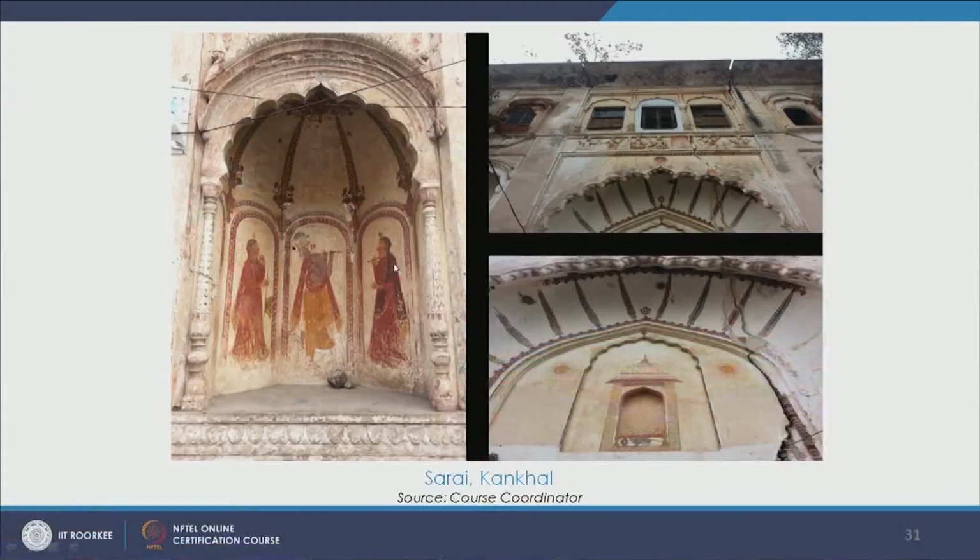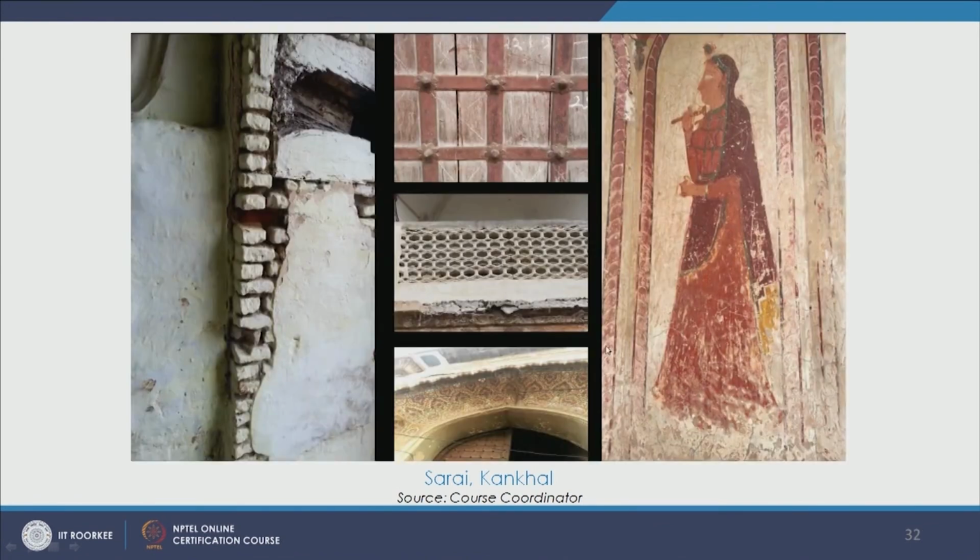Again, it has frescoes. If we see this sarai at Kankhal, so all these details, they are still there. It's a very old haveli which is converted to sarai, and we see all these details of the brick and the plaster. We see here this metal and timber door, the early doors which were made in checkered grids with these metals, floral motifs. We have frescoes over here. So all these pictures and the documentation which was done, it creates a visual repository for us.